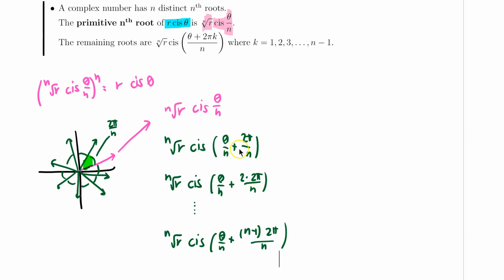So this is 1 times 2 and so on to n minus 1. All these guys, I can actually add this fraction. It's going to be theta plus 1 times 2 pi, theta plus 2 times 2 pi, and so on until theta plus n minus 1 times 2 pi. So it's going to be theta plus 2 pi times k, where my k runs from 1, 2, 3, 4, 5 until n minus 1. And then the denominator is going to be n here.